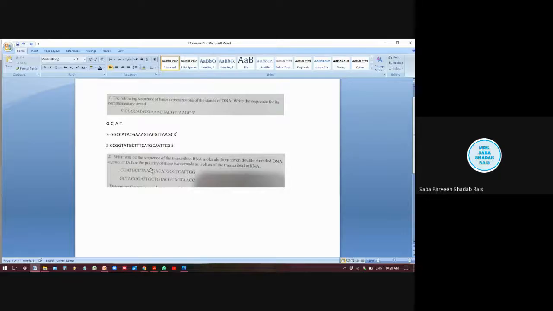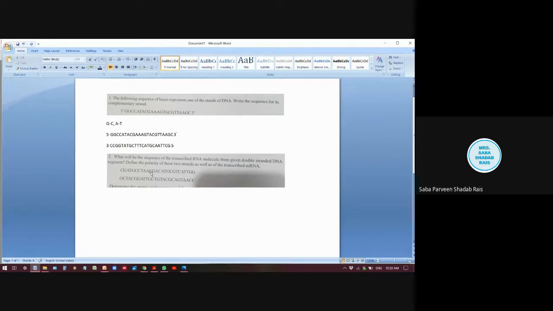As well as the transcribed mRNA. Now see here, the polarity of this strand is not mentioned. We have to write down the polarity of the strand, as well as the transcribed RNA. Now see, we know that there are two strands.